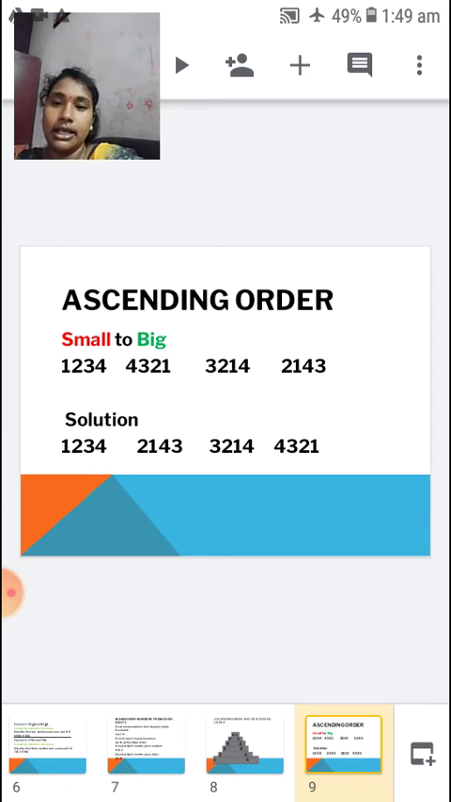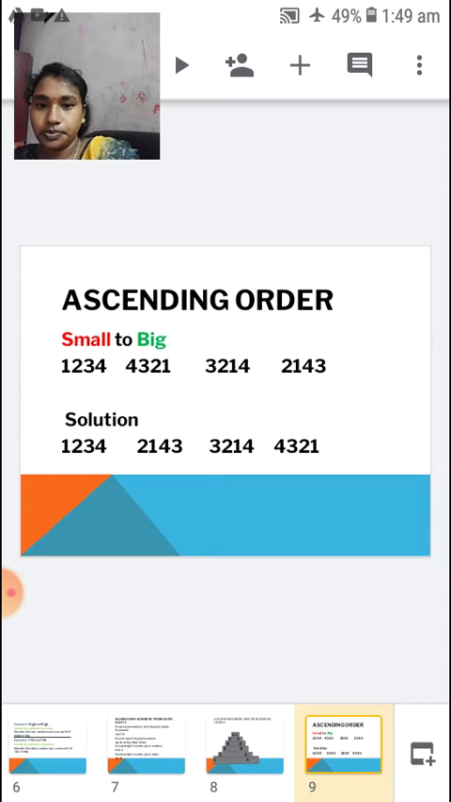For example, I give you 4 numbers to find out how you can arrange them in ascending order. So let me read out the numbers: 1234, 4321, 3214, 2143.